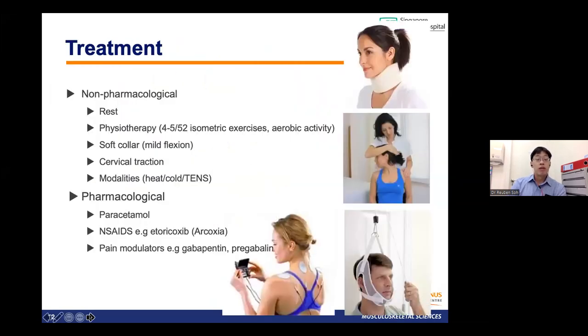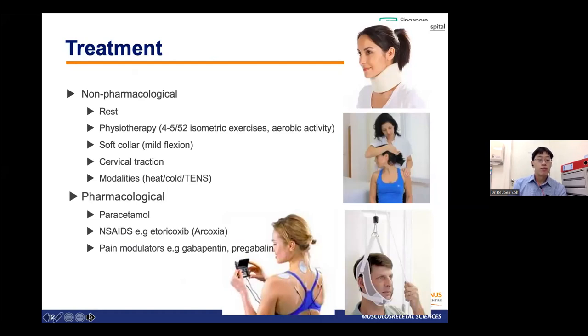Thankfully, most of the neck pain can be treated by non-surgical means. Non-surgical means are largely non-pharmacological and pharmacological, meaning taking medication and some non-medication treatment. Most importantly, if there's bad pain, remember to rest. It is also important to seek treatment from a physiotherapist. A mild flexion with a soft collar may be helpful, and sometimes heat packs are useful as well. In the acute setting, cervical traction is useful, as you can see here, and of course, it's not so useful when it comes to chronic pain.